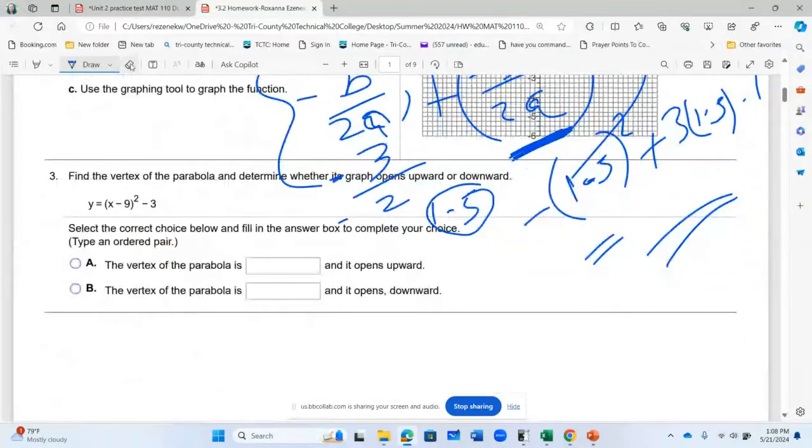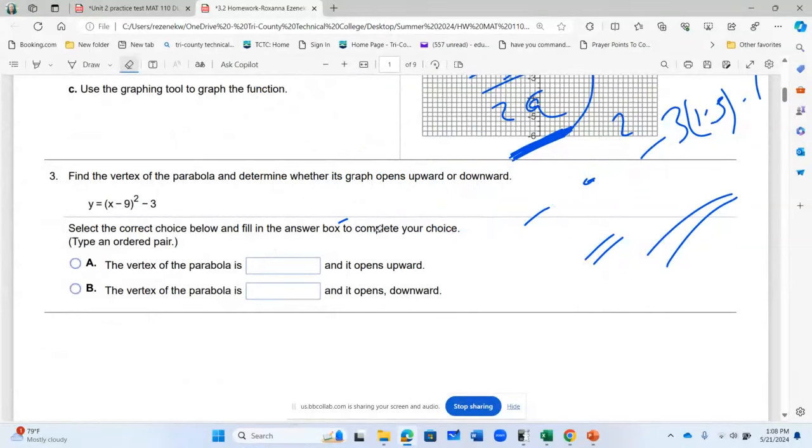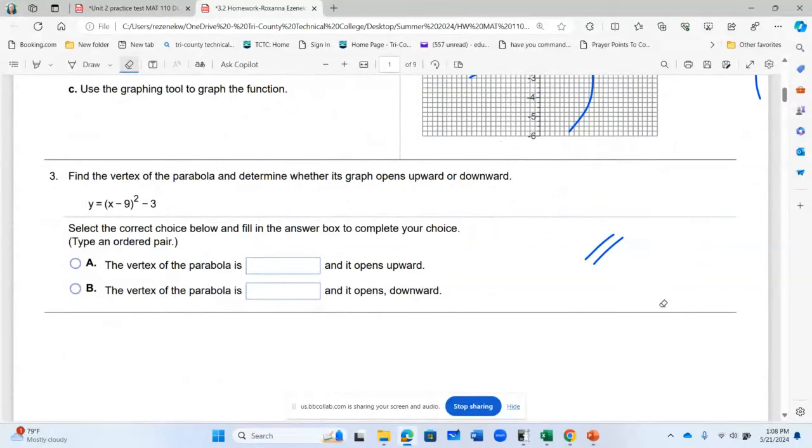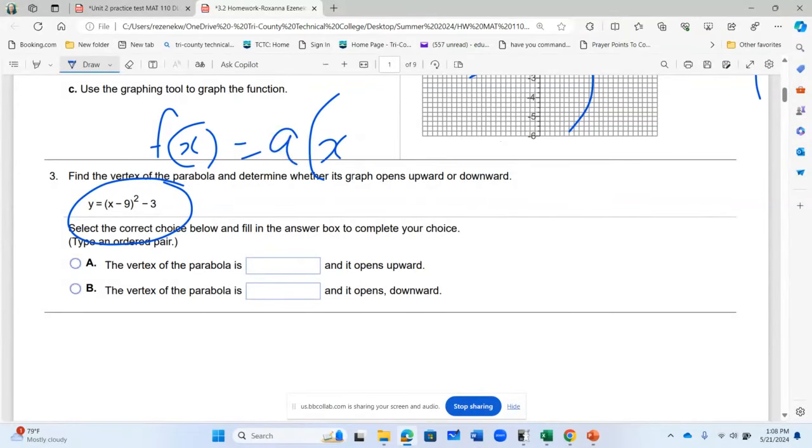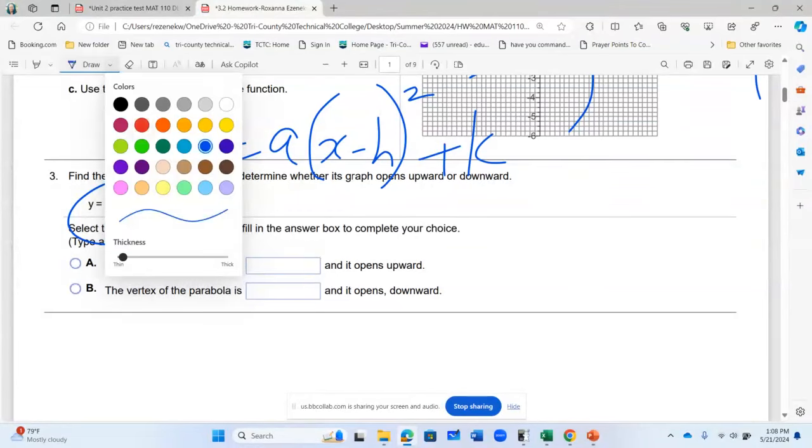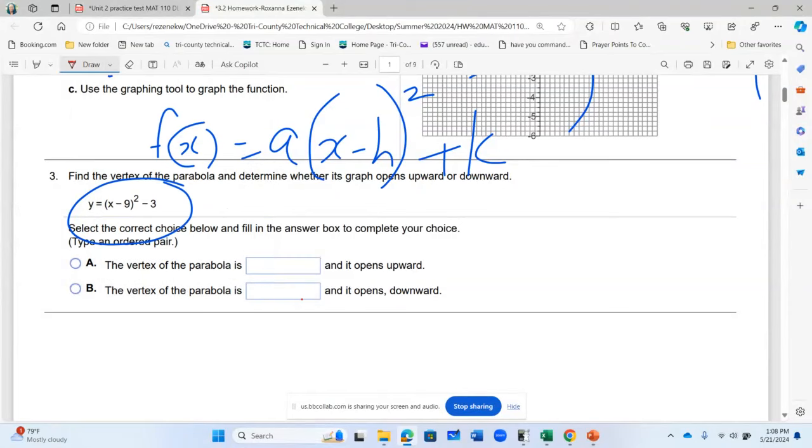Okay, one last one. Let's do number 3. Number 3, find the vertex. So this time they have actually converted the function to vertex form. All they want me to do is find the vertex. Before you do that, I would like you to write vertex form for yourself: f of x equals a times (x minus h) squared plus k. This is the formula. So you now compare the vertex form you have written with the equation.